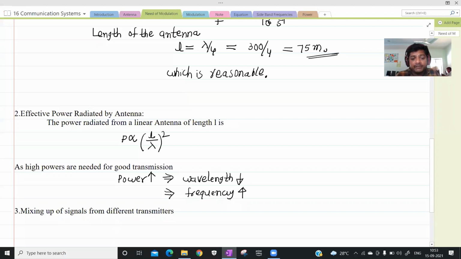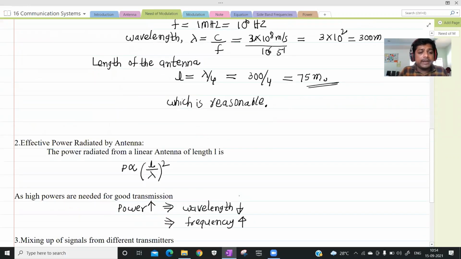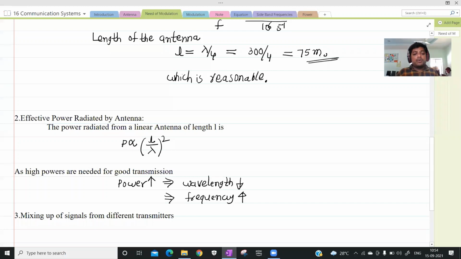So for high frequency waves, we need to superimpose the message signal on the carrier wave. That is called modulation. Understood? So this is the second factor. The first one is the length of the antenna. The second one is the effective power radiated by the antenna. For more power we need less wavelength, that is, more frequency.